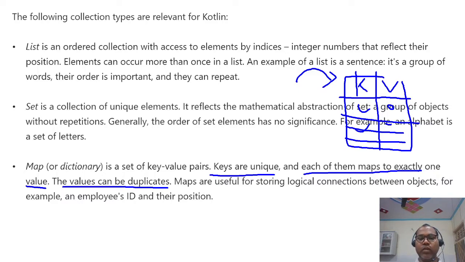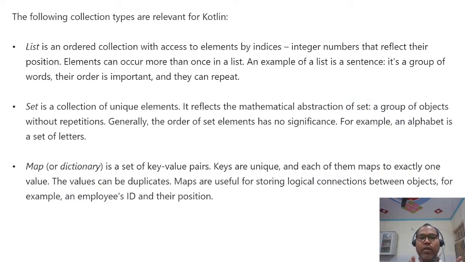Okay. So in this way, the basic collection concepts are: a list to store a collection of objects, which can contain duplicates; a set for unique collections; and a map, which is a key and value concept where we store pairs.